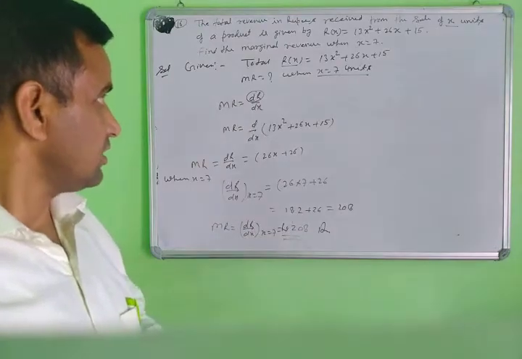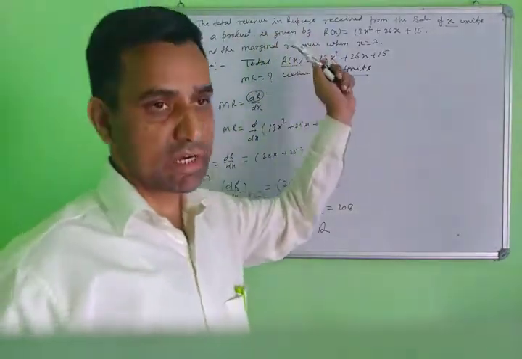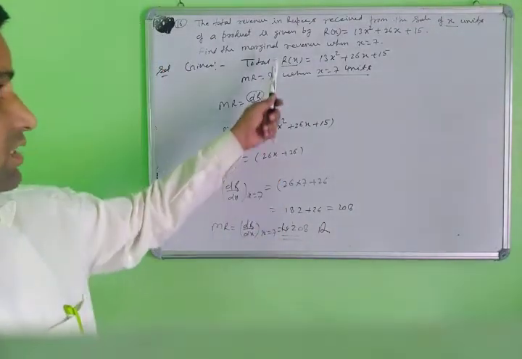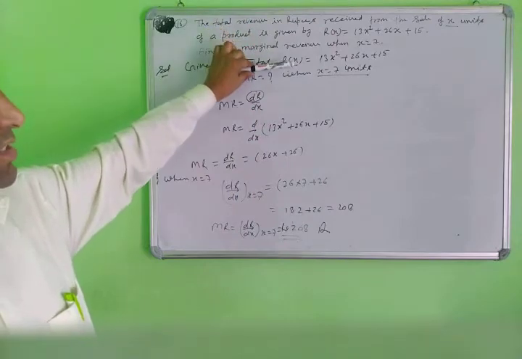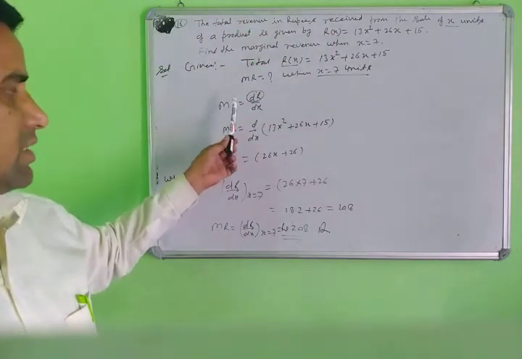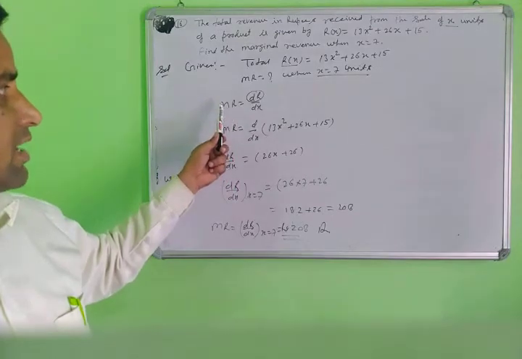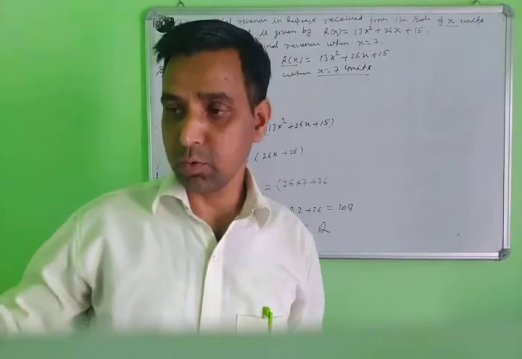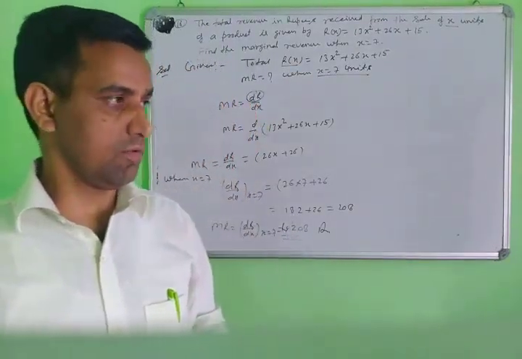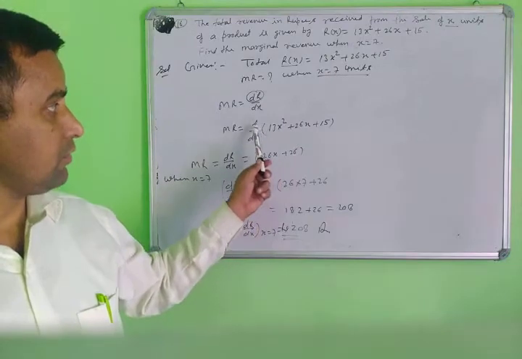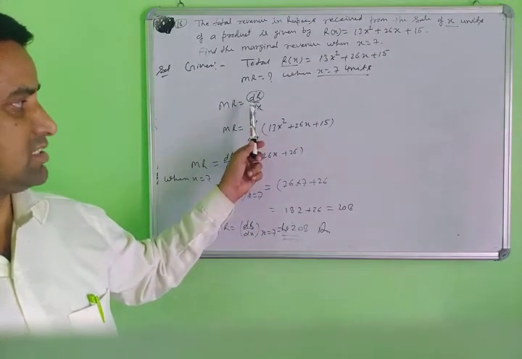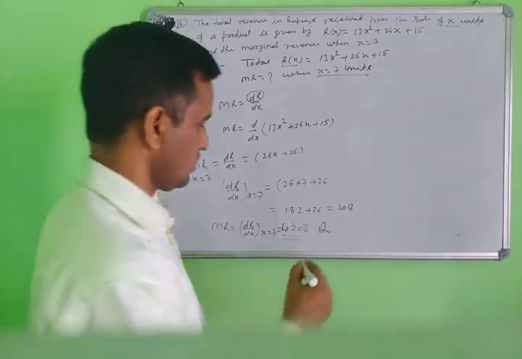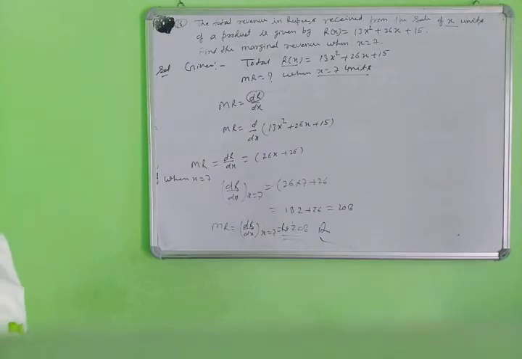This is your answer. This question looks difficult when you read it, but the question is not difficult. The question is very easy, but you need to understand what is given and what you find here. The definition of the marginal revenue is the rate of change of the total revenue with respect to the number of units sold, x. Then you calculate and find the answer. Here this is your answer, note it down, and then you start the next topic.